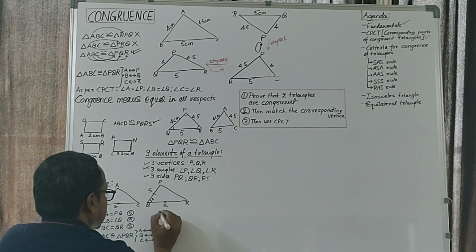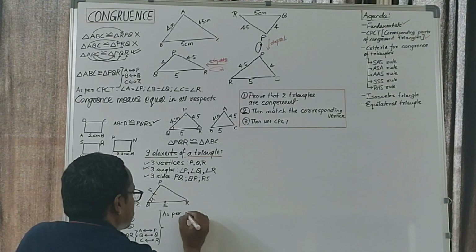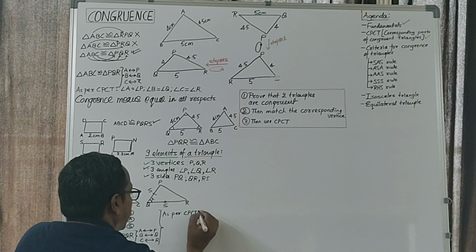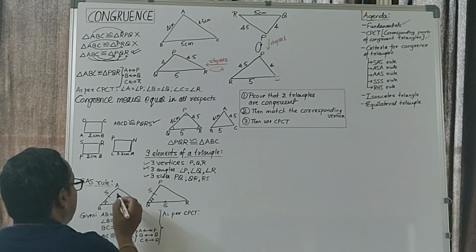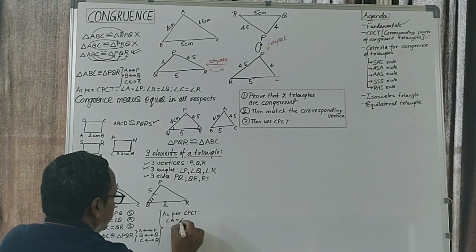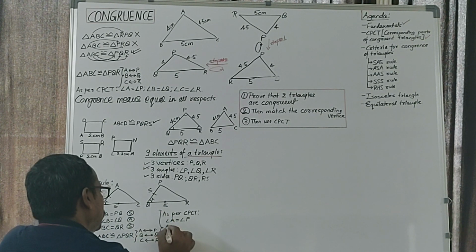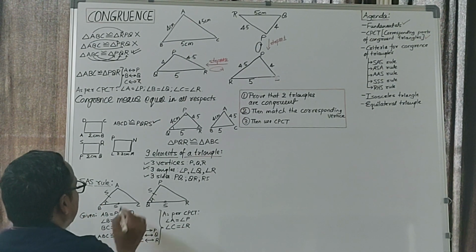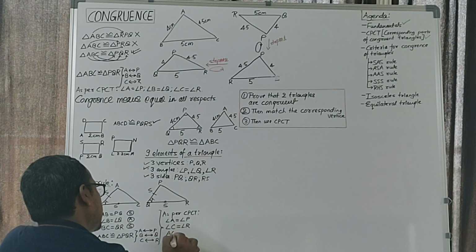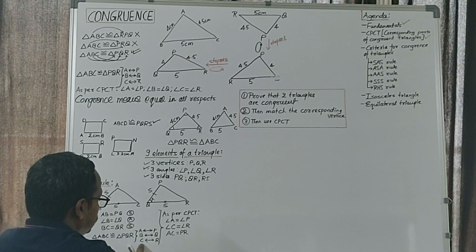So can we use CPCT? Yes. Now as per CPCT, angle A is equal to angle P, and angle C is equal to angle R. What is remaining? Yes, side AC is equal to side PR.